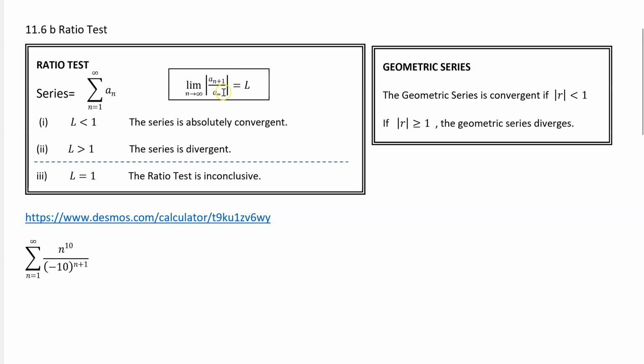And we make that ratio, and it's going to give us some limit, and if that limit is less than 1, we say it's absolutely convergent. If it's greater than 1, we say it's divergent. And if it's 1, well, we need to figure out another test to use, not this one.